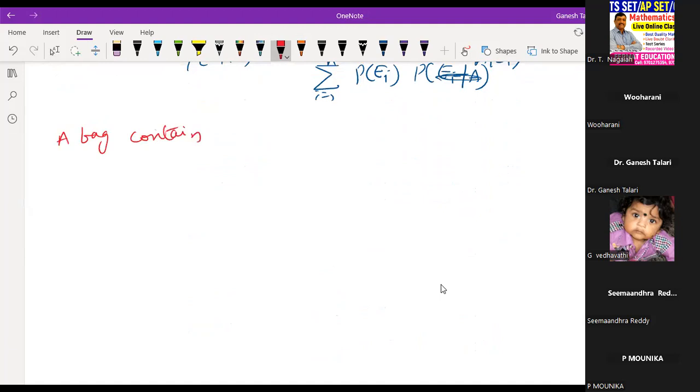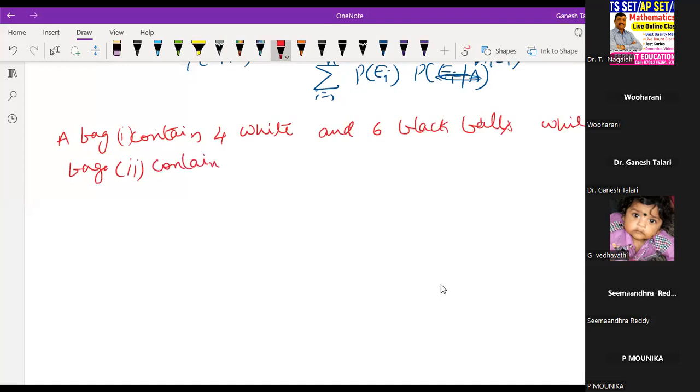A bag, let it be bag 1, contains 4 white and 6 black balls, while another bag 2 contains 4 white and 3 black balls.